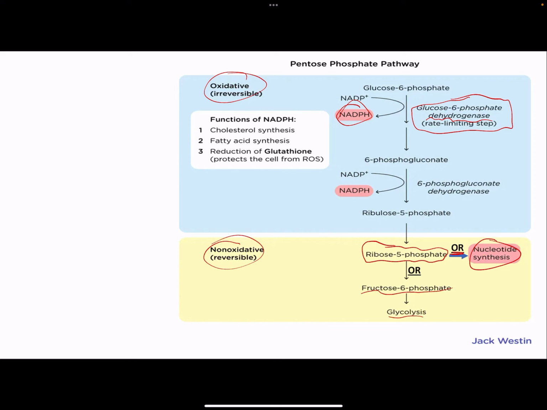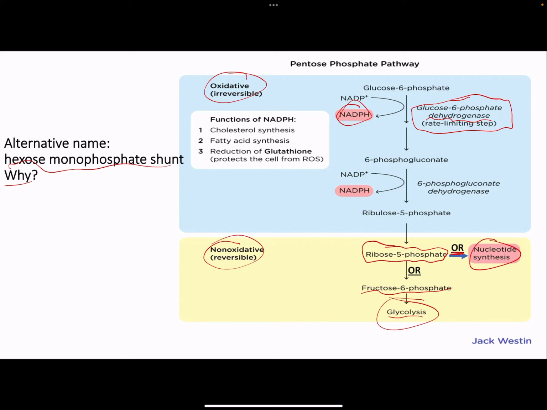The choice is yours. So why do we call it the hexose monophosphate shunt? I've kind of already answered this: it's because we can shunt around the glucose 6-phosphate and go back into glycolysis.